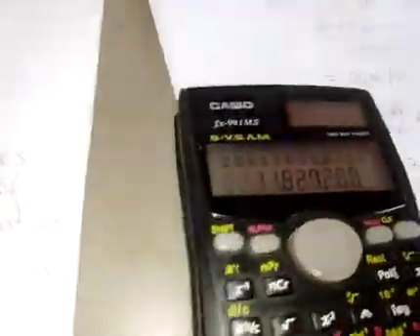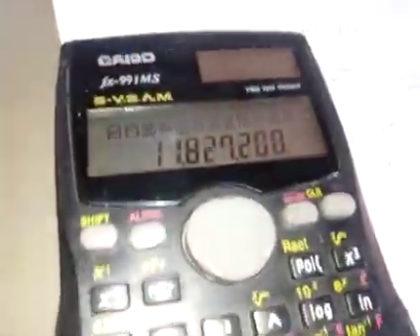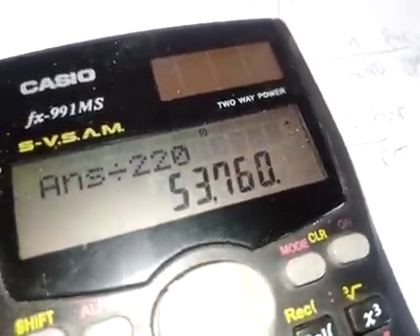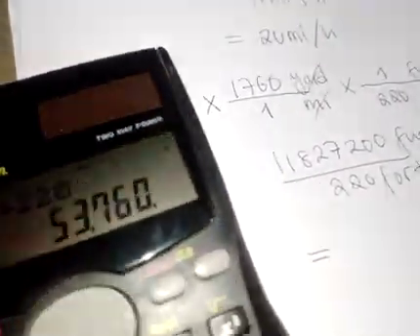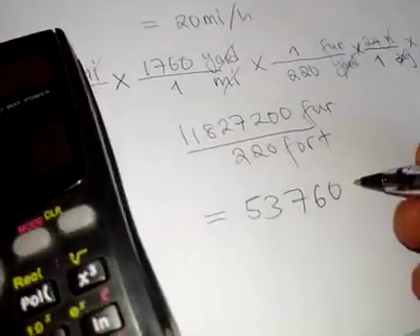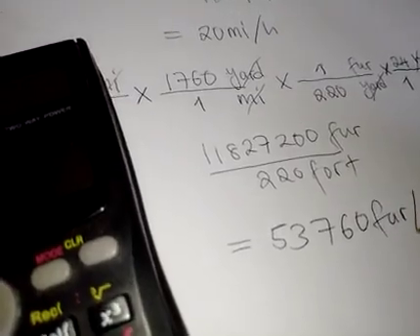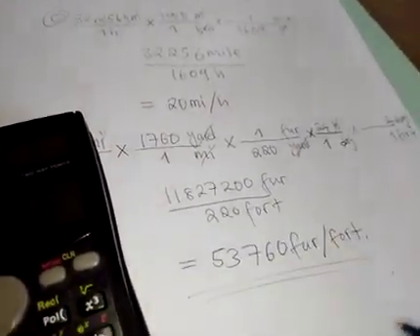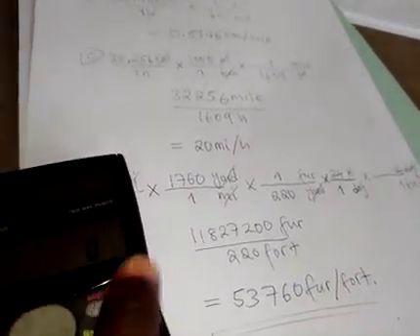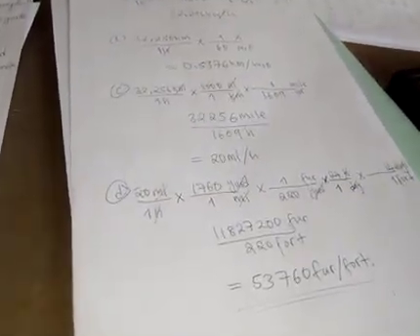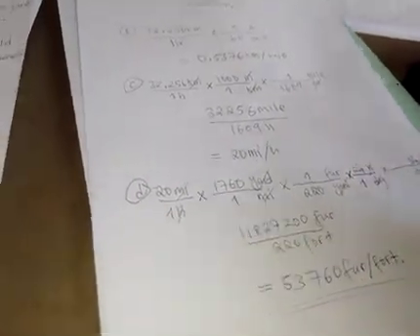So the answer should be divided by 220, which is giving us 53,760. So 53760 furlong per fortnight. So that's it, that question. Just to make sure, you go through again in case you are doubting somewhere. Okay, then we can solve the last question.